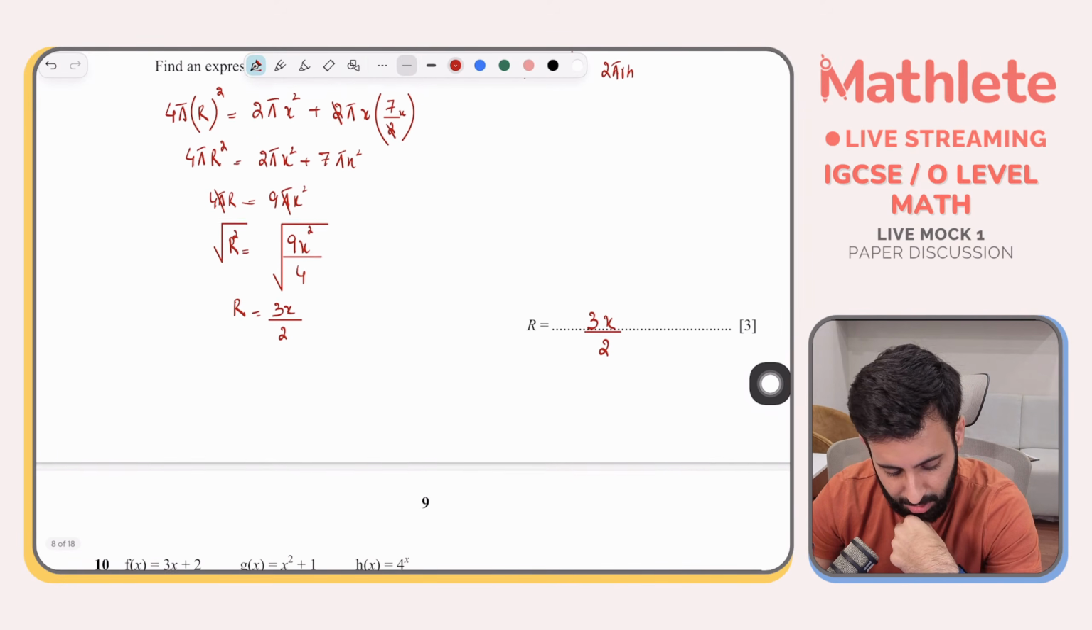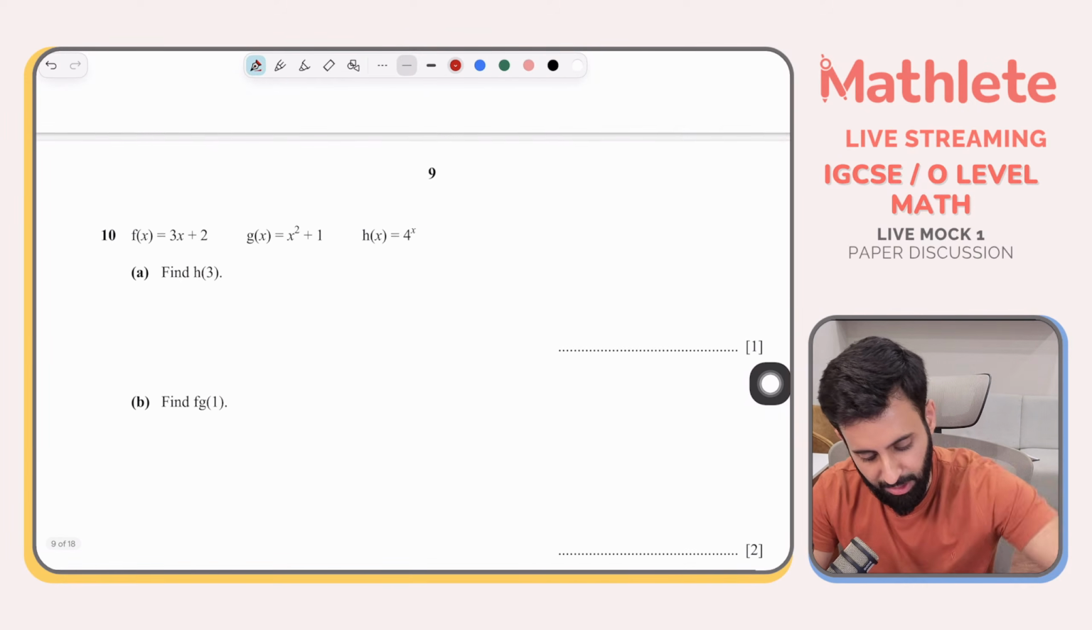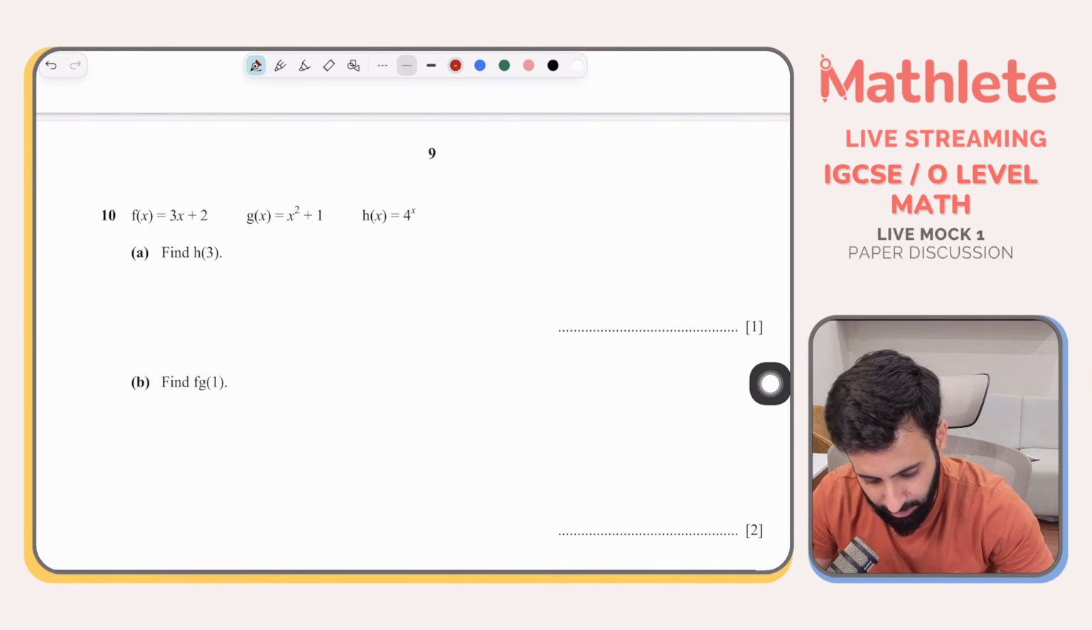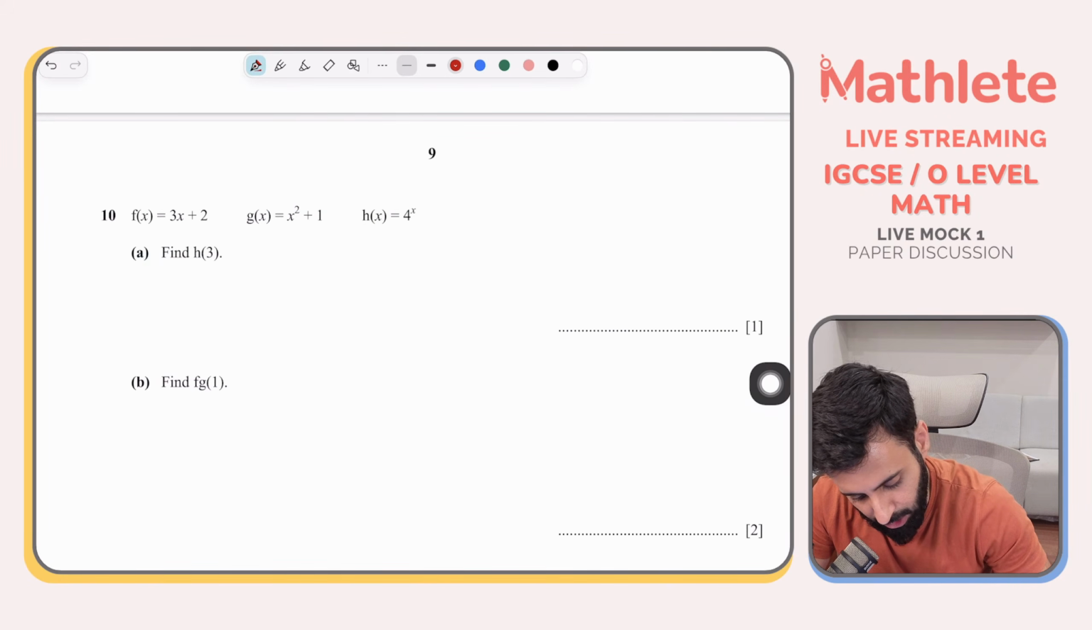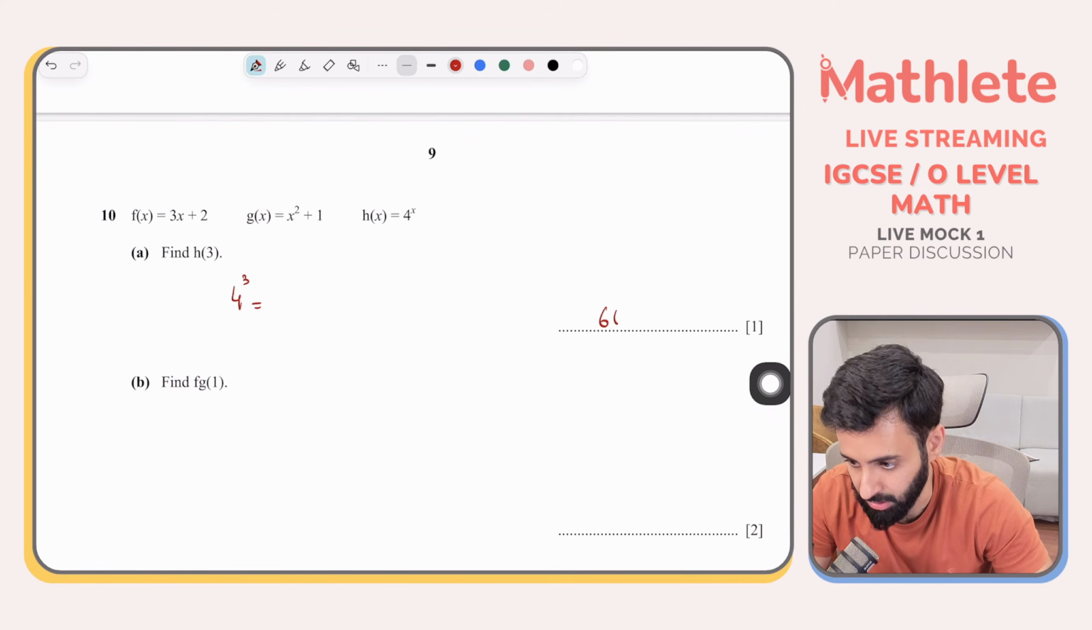3x upon 2, not 3x upon 4. Question number 10. H of 3 basically means 4 cube. In the inequality question, what if the sign is greater than? If the equal to sign was not included, then you will not consider points on the line. So 4 cube is 64.